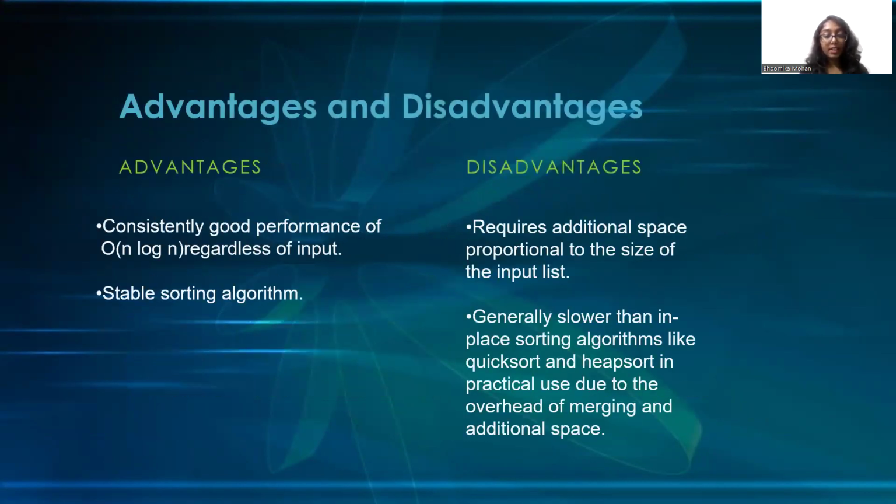Coming to advantages and disadvantages of merge sort. Advantages are consistently good performance, O(n log n) regardless of input. Also, it is a stable sorting algorithm. Coming to the disadvantages, it requires additional space proportional to the size of the input list. Generally, it is slower than in-place sorting algorithms like quicksort and heap sort in practical use due to the overhead of merging and additional space.